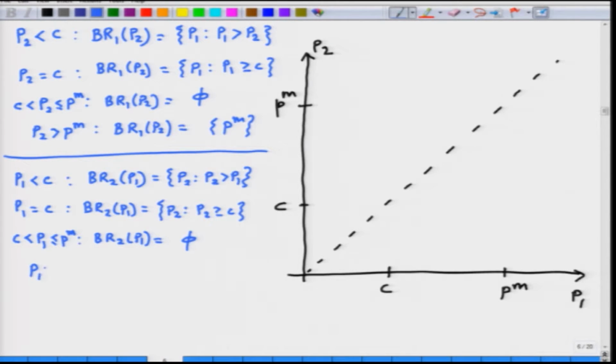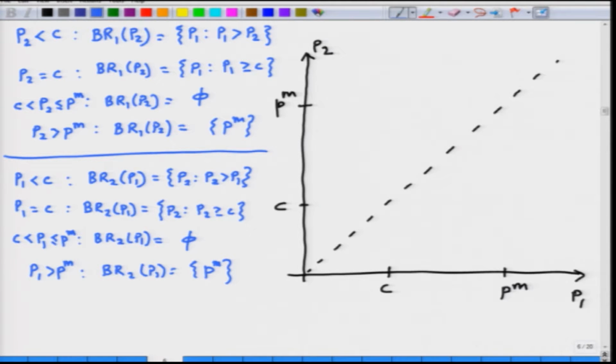And finally, if firm 1 chooses a price greater than Pm, firm 2's best response is essentially charging the monopoly price. So, there is a lot of symmetry here. We have the entire characterization of best response functions for firm 1 and for firm 2. Now, what is left? To figure out the Nash equilibrium, we need to ask where the best response functions intersect. Now the best response functions are actually set valued, and a lot more involved.